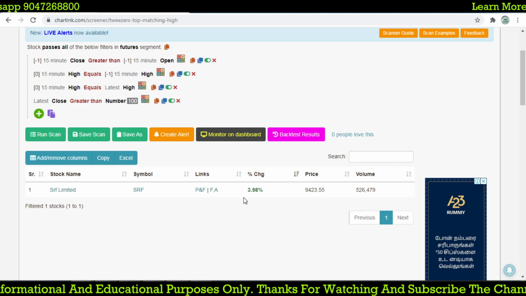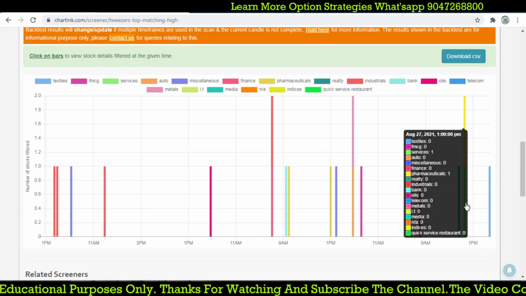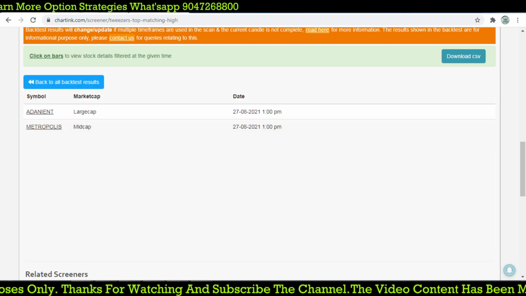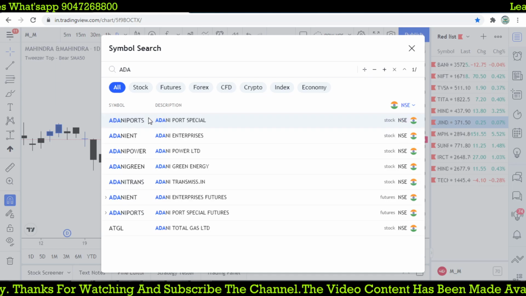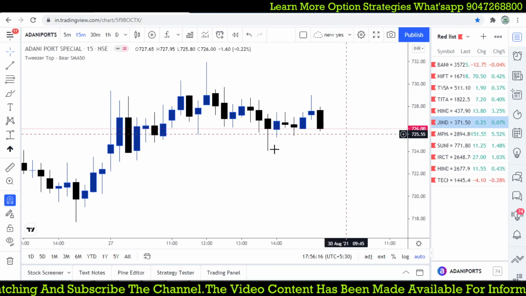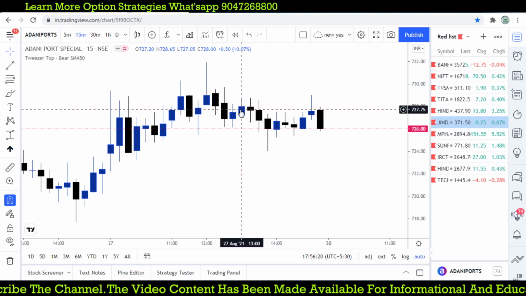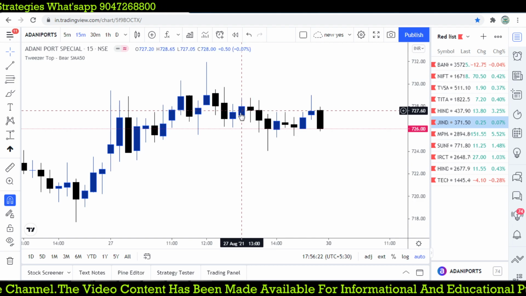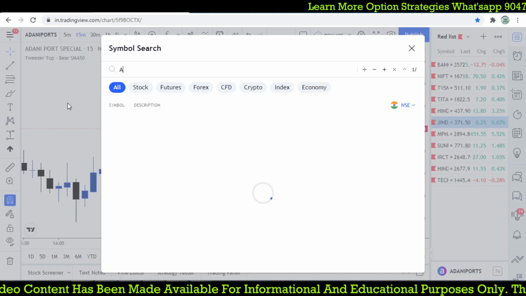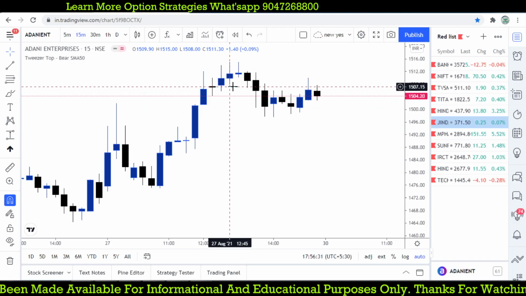And finally SRF may be forming today at the end of the day, and initially we found at 1 o'clock today Adani Enterprise and Metropolis. Let's go for Adani Enterprise on the 15 minutes time frame. What will happen in Adani Enterprise? Around 1 o'clock, exactly 12:01, Adani Enterprise, right? Adani Enterprise around 1 o'clock.